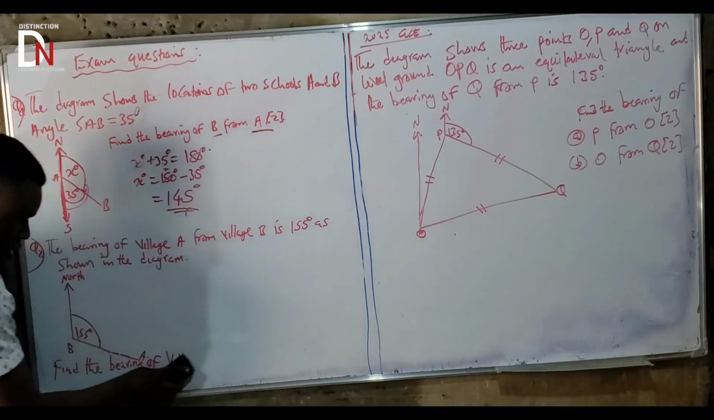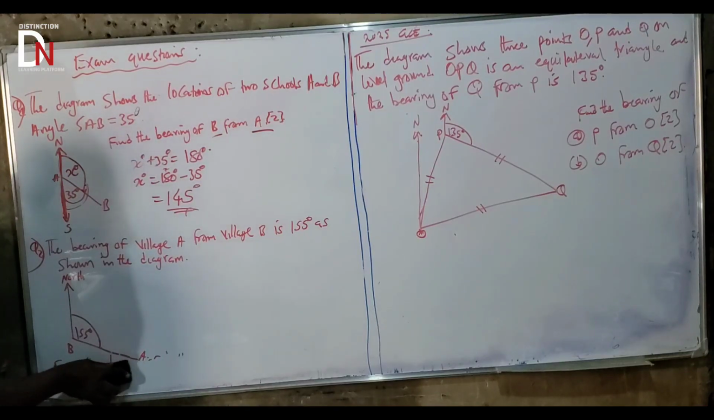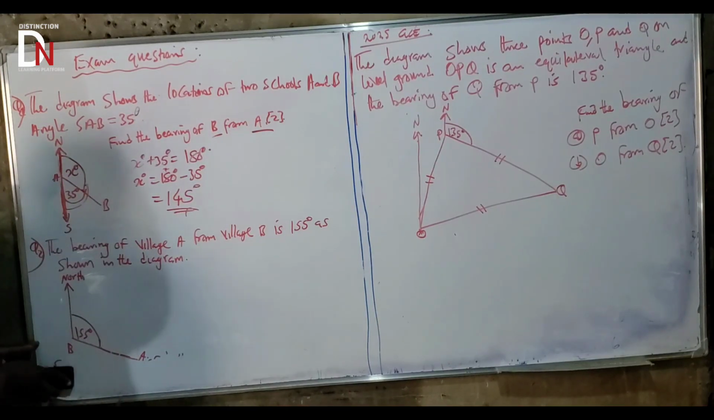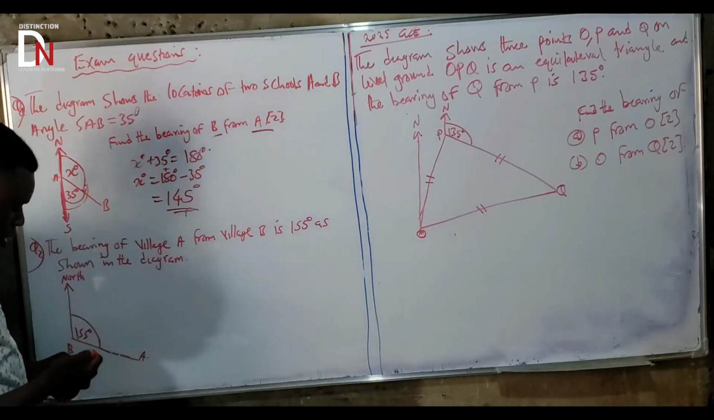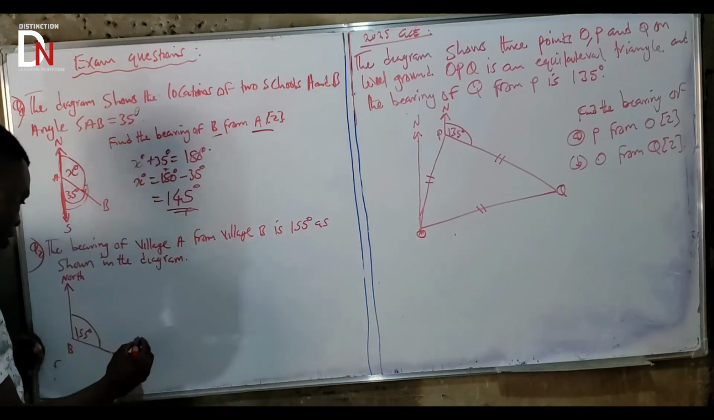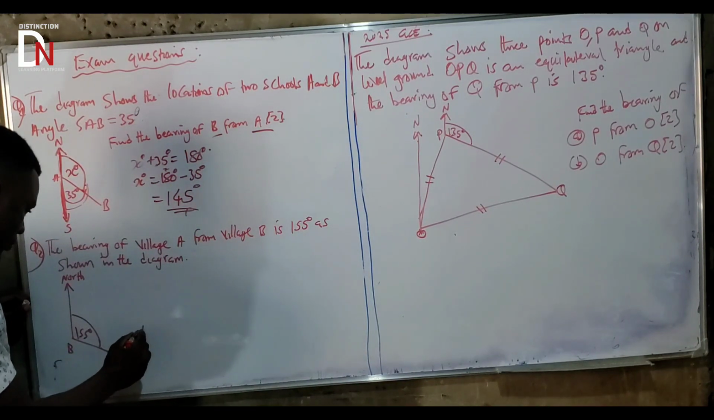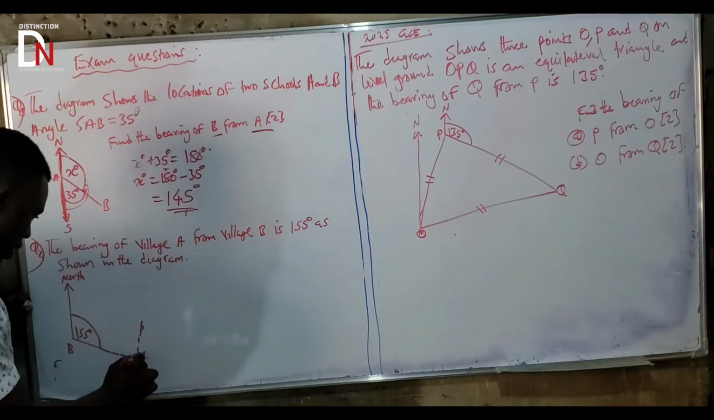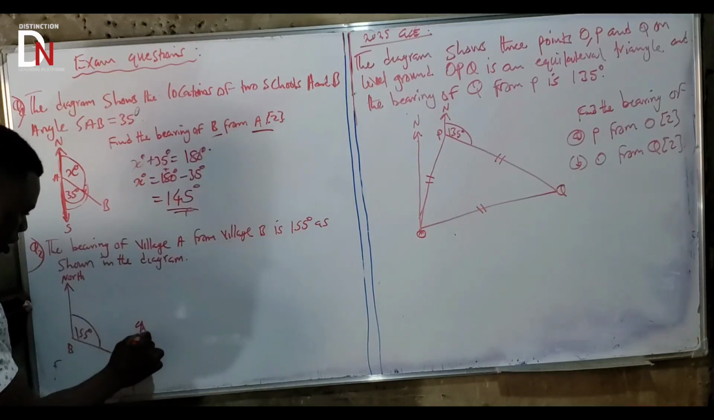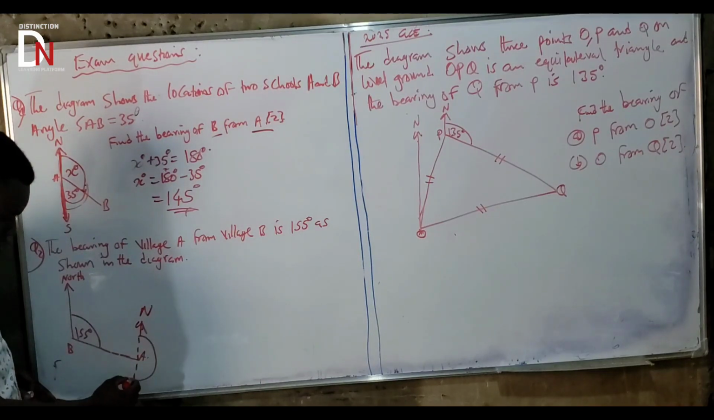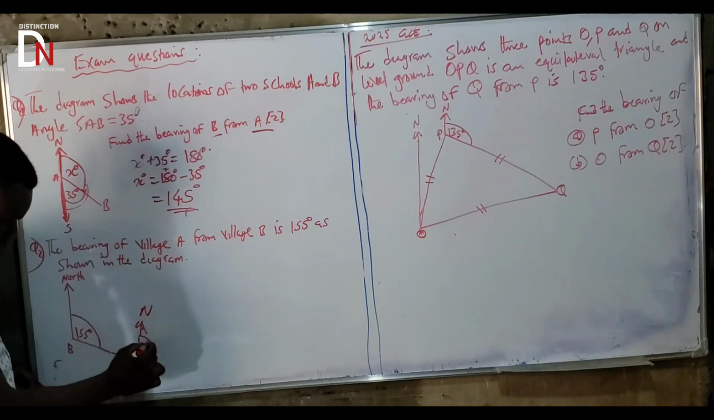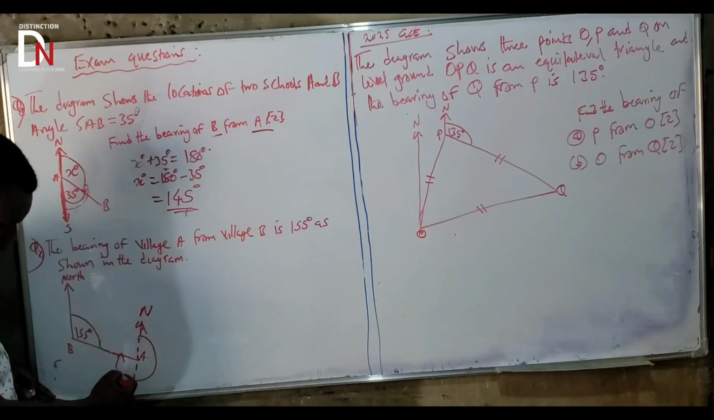Okay, great. So we'll go to A. This is where our A is. We'll draw a north line like that. This is our north line, and you want to move from A to B. Great, and this is the angle that you are looking for. So the whole of this angle, I'll name it as x degrees.